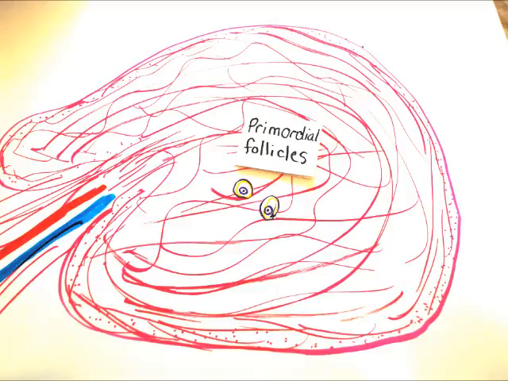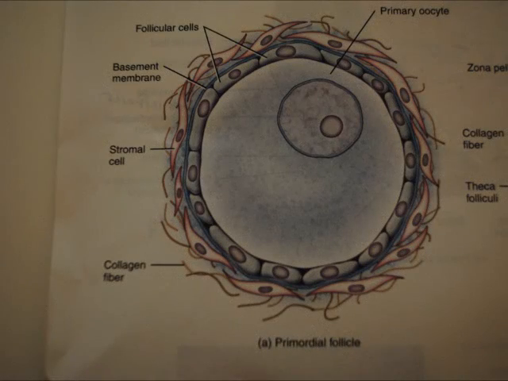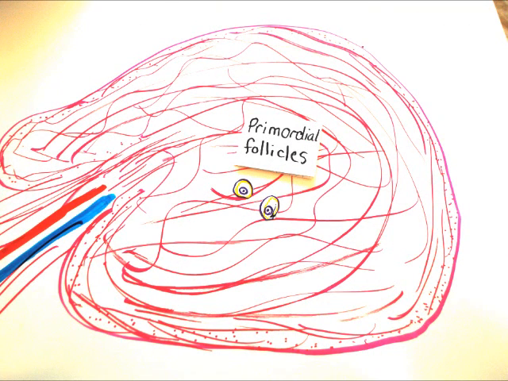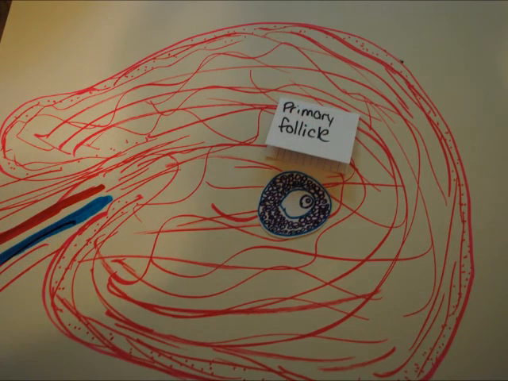The beginning of this magic starts with the primordial follicle. It consists of a primary oocyte and an outer layer of cells. At birth, a woman can have up to 2 million primary oocytes in each ovary. Once puberty is reached, these primordial follicles will start to grow and develop into the primary follicles. Typically, only one will actually reach maturity, which is needed for ovulation.